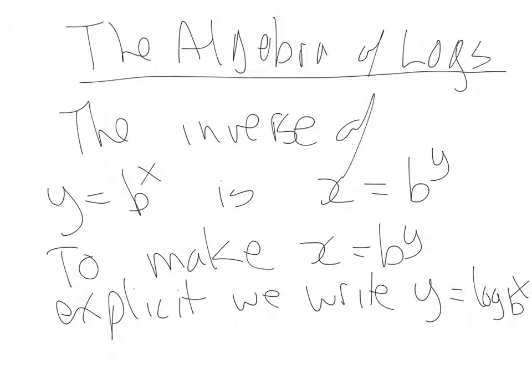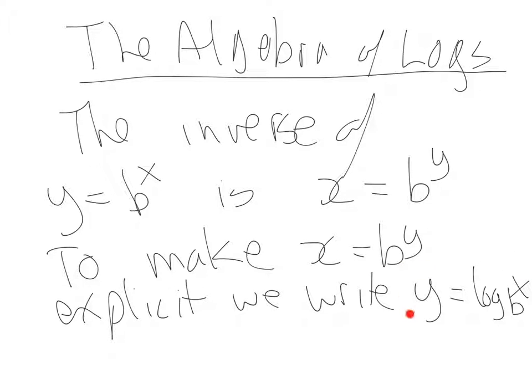This does make sense. But from what we've already learned about implicit and explicit relations, it doesn't make a lot of sense to have an equation in this form. We like our equations to be y equals. So what we do is we take this form, x equals b to the y, and we rewrite it as y equals the logarithm of x to the base b.